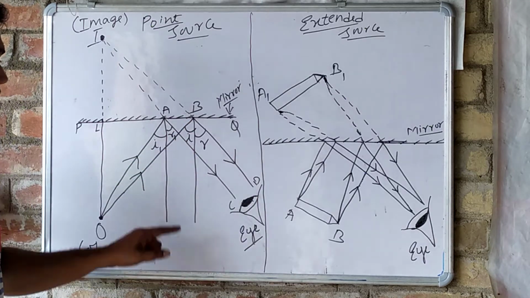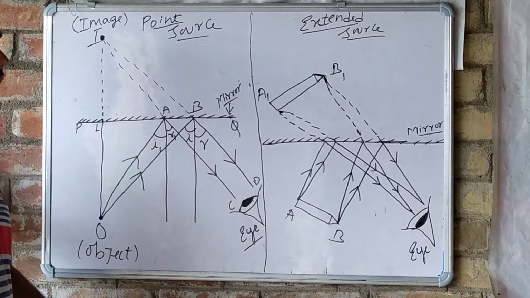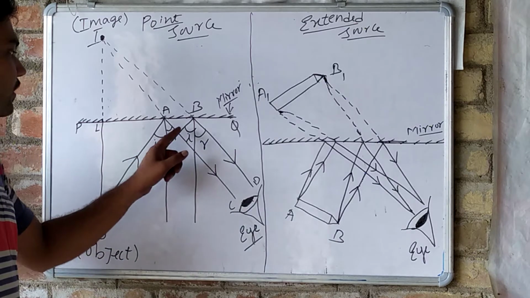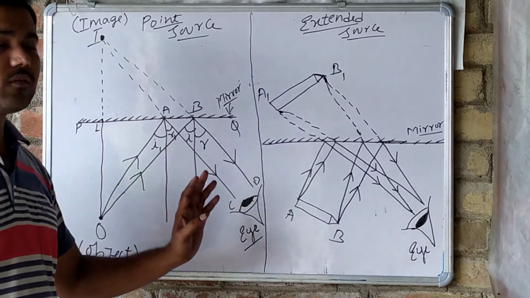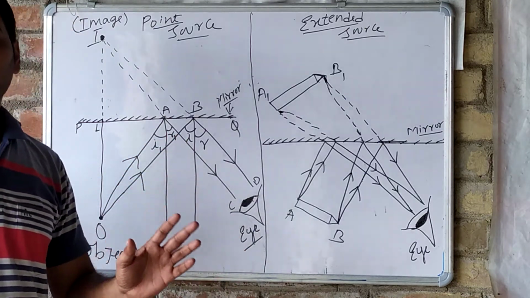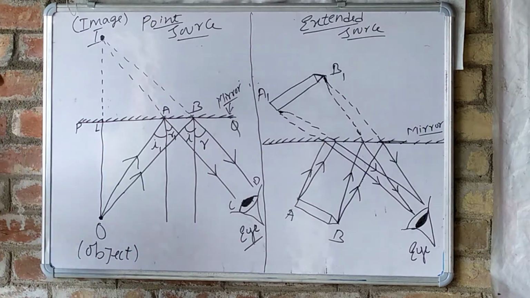And we have drawn the normal. This is angle I1, that means the incident angle, and this is angle R1, the reflected angle. This is angle I, this is angle R. Incident angle and reflected angle. We know that the laws of reflection state that the angle of incidence is always equal to the angle of reflection.